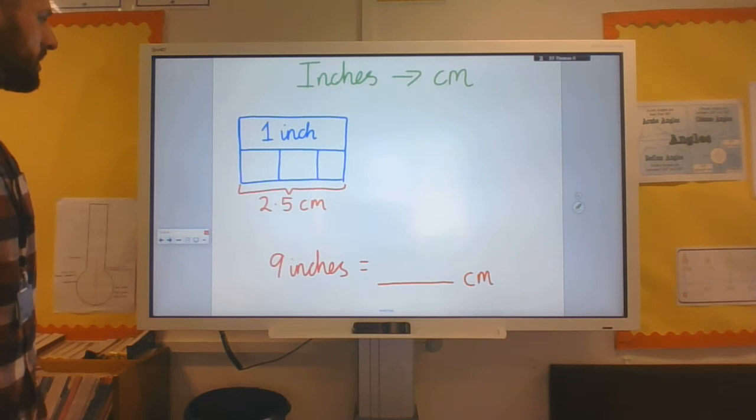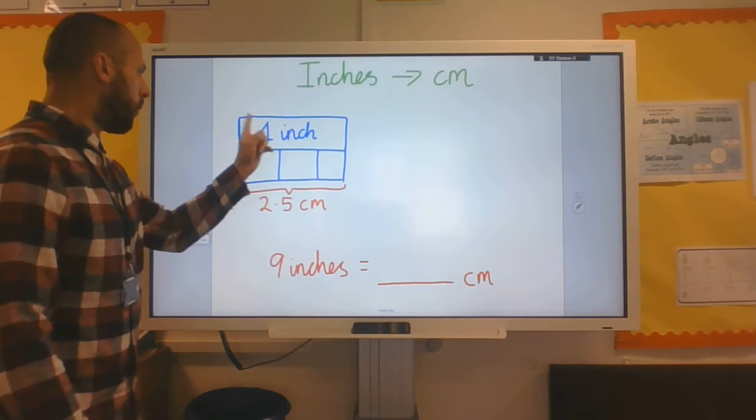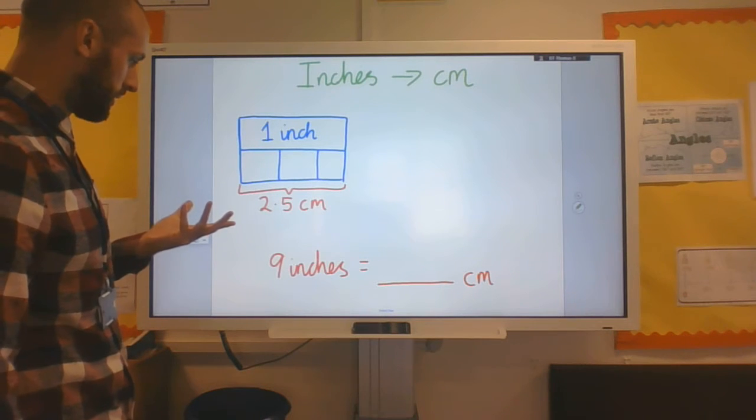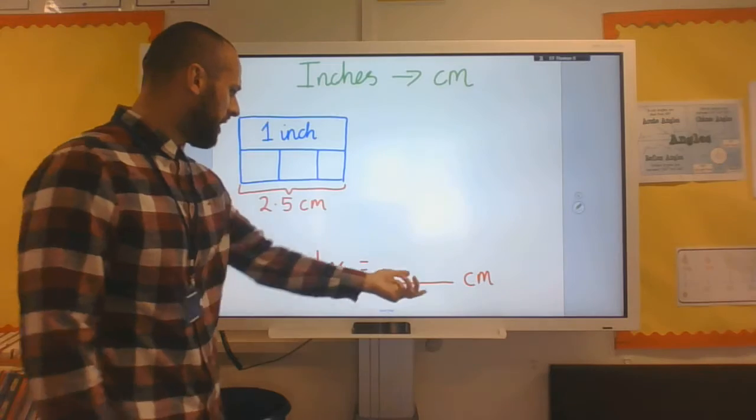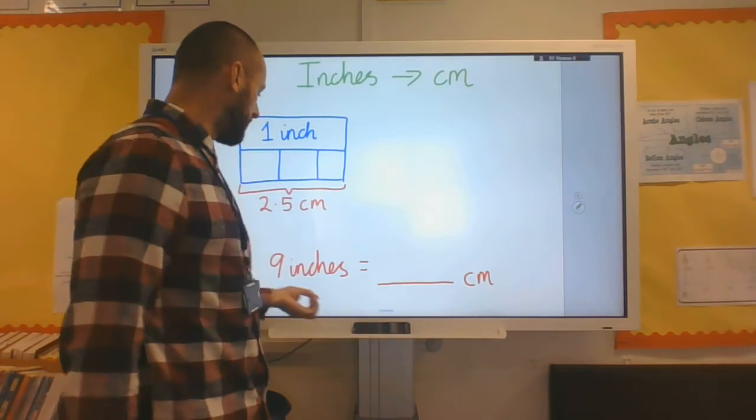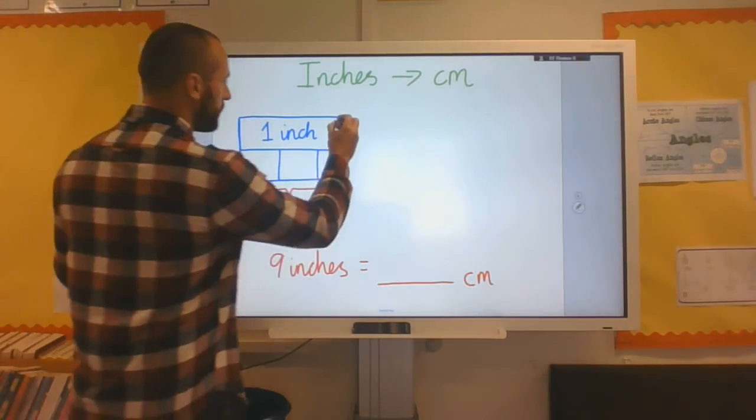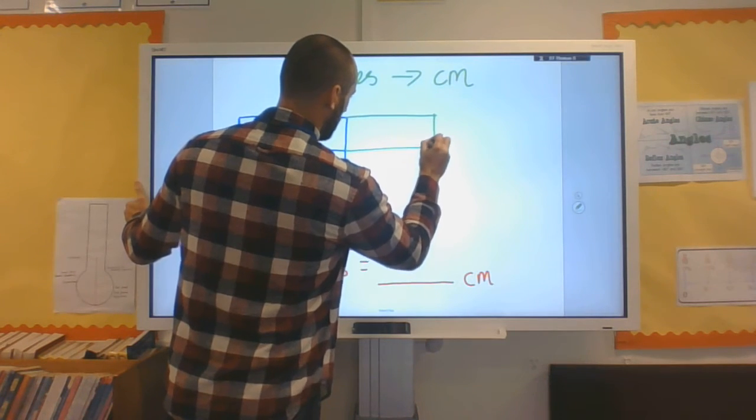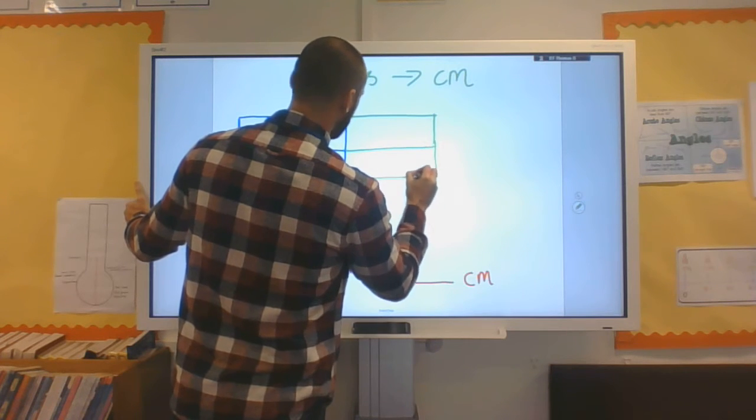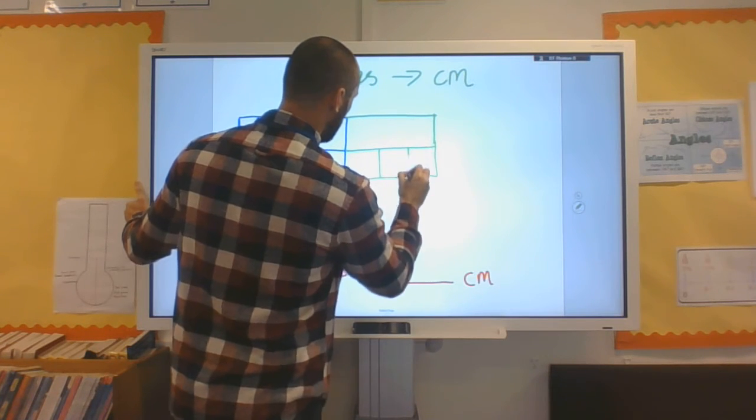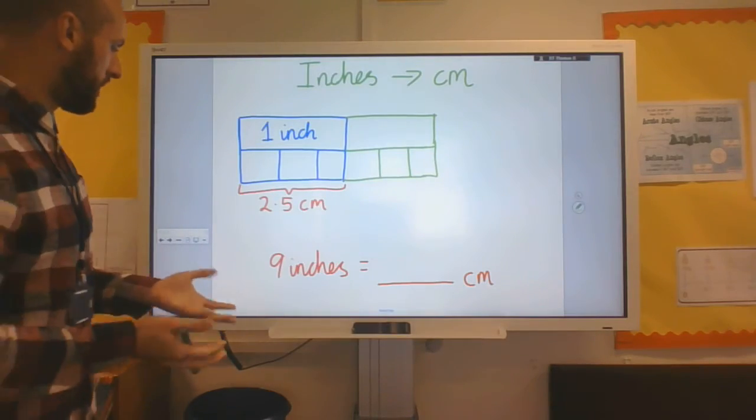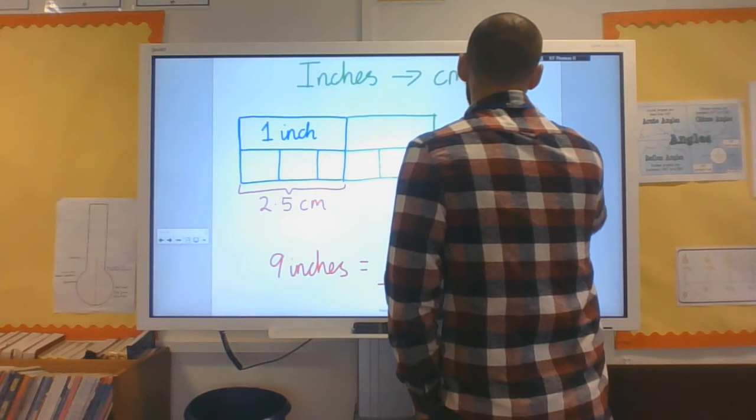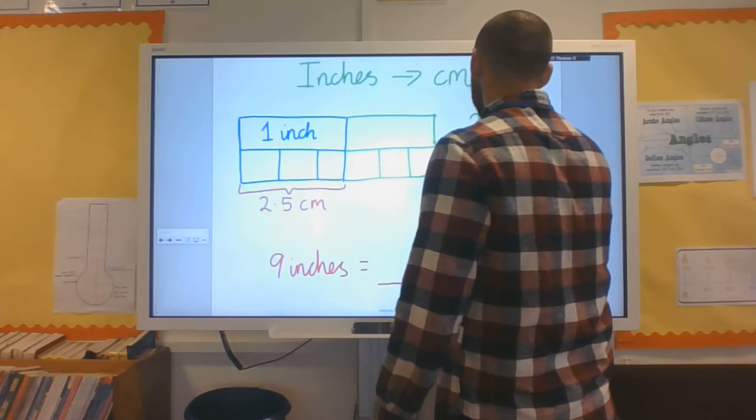And now we've got inches to centimetres. 1 inch is worth 2.5 centimetres. So if I was to find out how many centimetres are in 9 inches, I could obviously continue my bar model for quite some time and then keep adding on 1 inch and adding on 2.5. Or the quicker and simpler way would simply be to do 2.5 times 9.